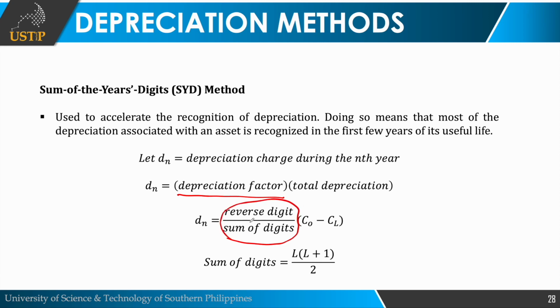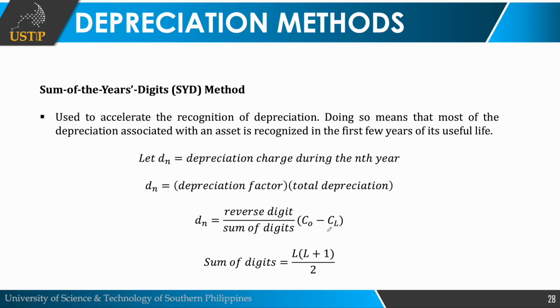This is your reverse digit over the sum of digits. So, sum of digits, later, multiplied by the total depreciation, which is your original cost minus your salvage value. Okay? So, for the sum of the digits, you can add them all up, then just reverse the digits.